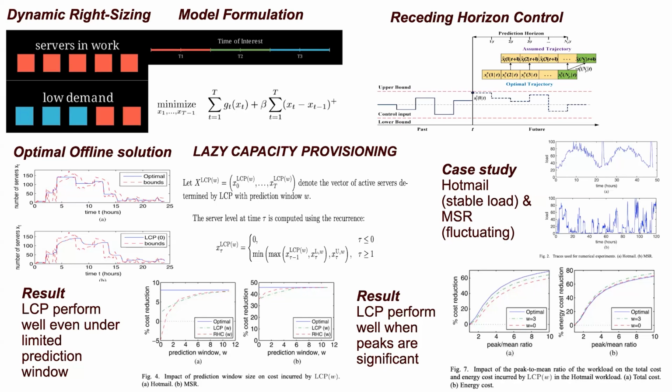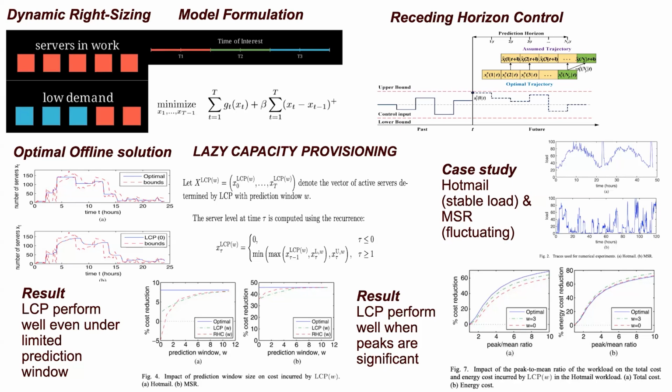LCP works by maintaining upper and lower bounds on feasible capacity and adjusts only when the current server level risks violating these bounds. Despite its simplicity, it's provably three-competitive and performs remarkably well on real-world traces, even with zero look ahead. What's compelling about LCP is that it strikes a balance between performance and deployability, offering near optimal results with minimal assumptions and low computational overhead.